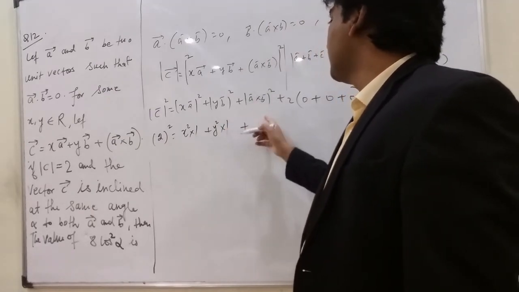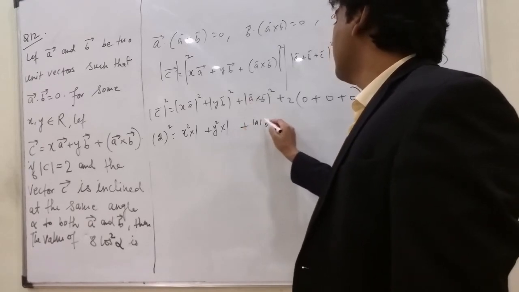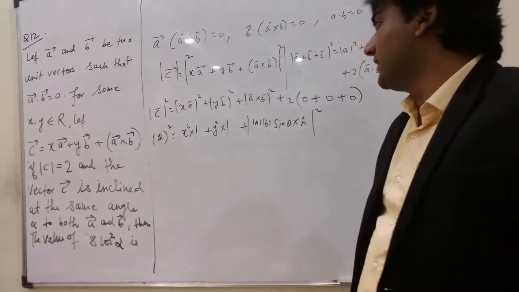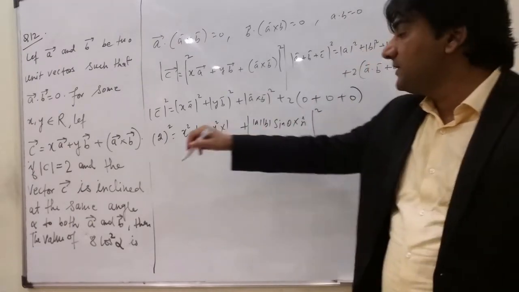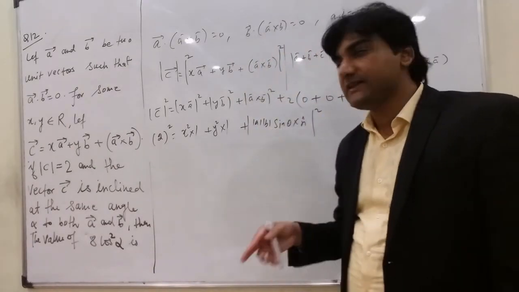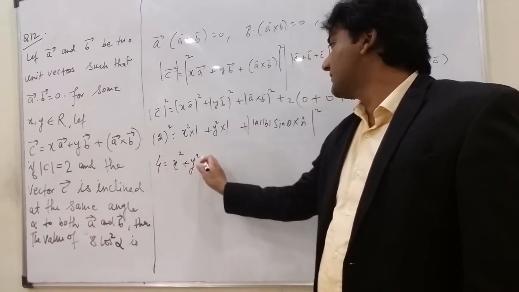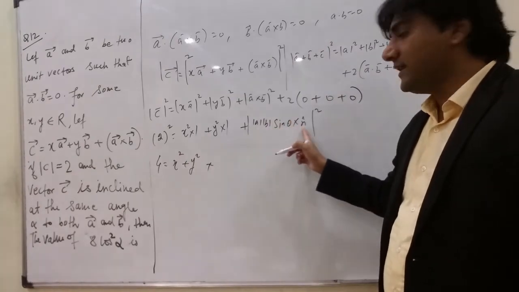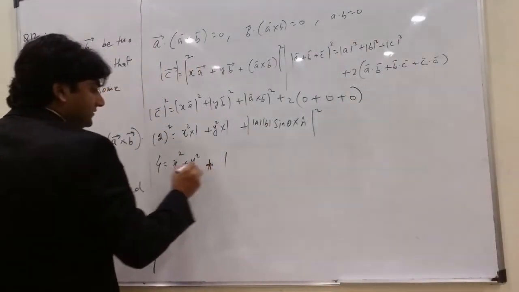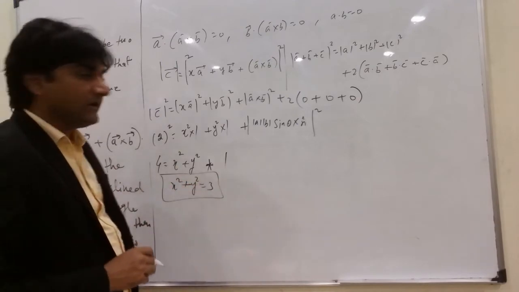And A cross B means mod A, mod B, sine theta, then n cap, and mod A square. By the way, A dot B is 0, it means A and B are perpendicular, so the angle between them is 90 degrees. So from here, this is 4, this is x square, this is y square. 1 times sine 90 is 1, and n cap magnitude is also 1. So this is 1. So what we got? We got x square plus y square equal to 3. We got this relation.